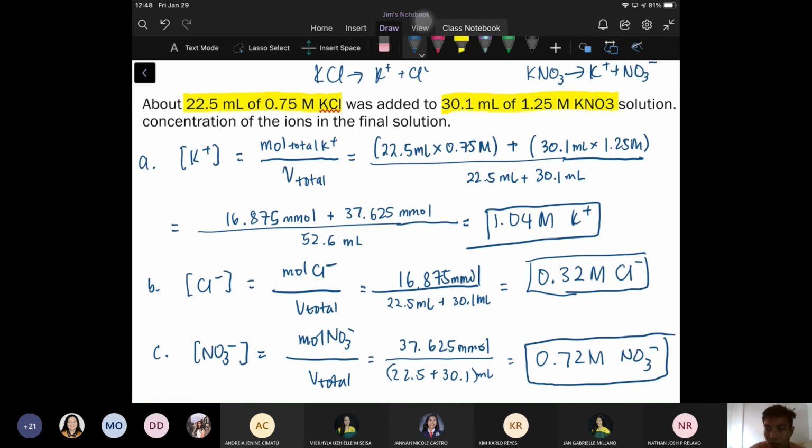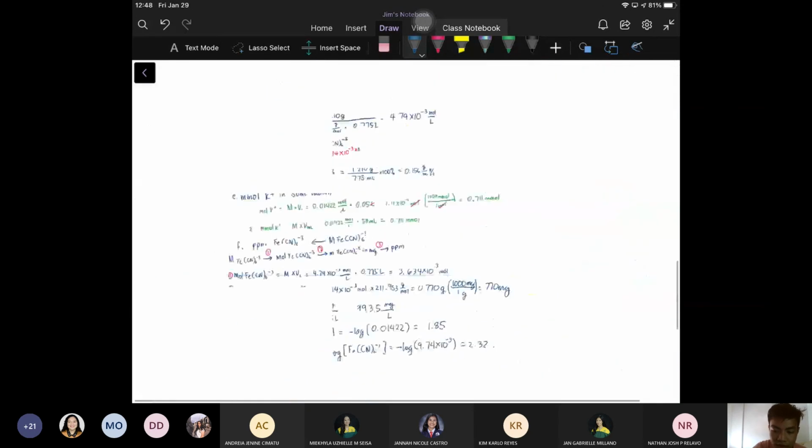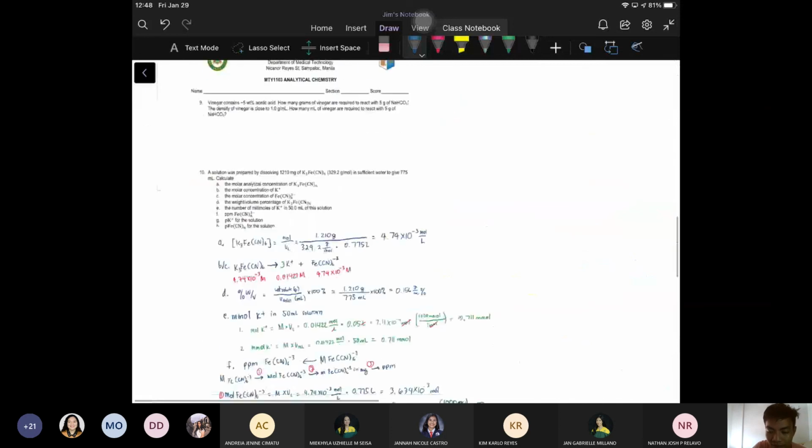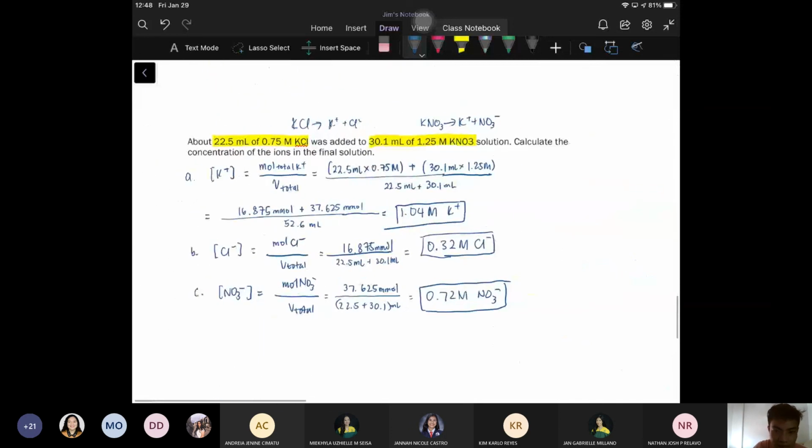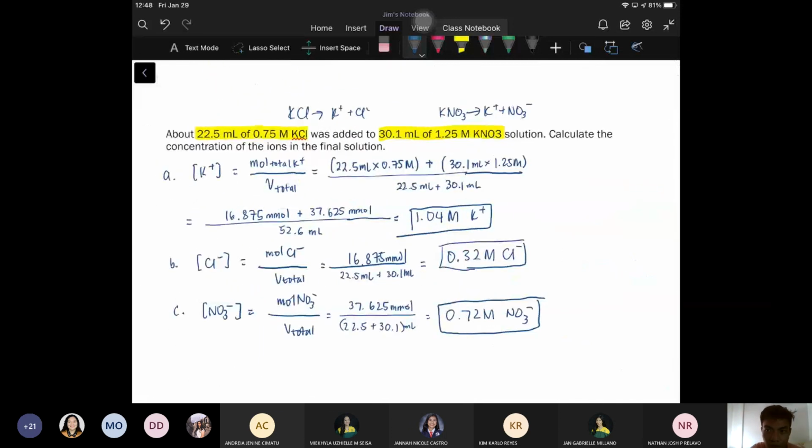Kung nakabili na kayo ng textbook and kung napadala na siya sa inyo, that's good. Pero if hindi kayo nakabili ng textbook, pwede nyo gawin is, di ba may books akong in-upload sa Canvas. Doon, sa chapter 1 ng Harris, yung questions dito, actually doon ko lang kinuha yun eh. Okay. So, puntahan nyo si Harris. Sa chapter 1 nun, yung chemical measurements, andun yung calculations.